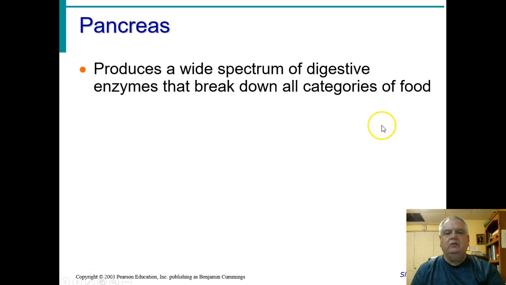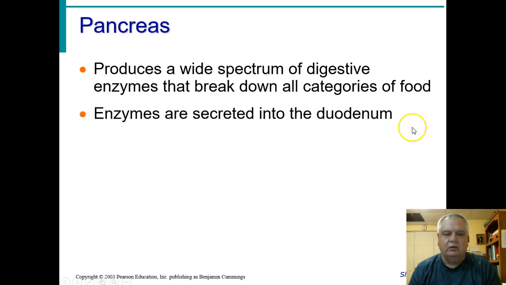All right, let's move ahead to the pancreas, our next accessory digestive organ. The pancreas produces a wide spectrum of digestive enzymes. As a matter of fact, most of the enzymes that are going to be released into the small intestine for the digestion of food are going to be produced by the pancreas. And these digestive enzymes break down all different categories of food.